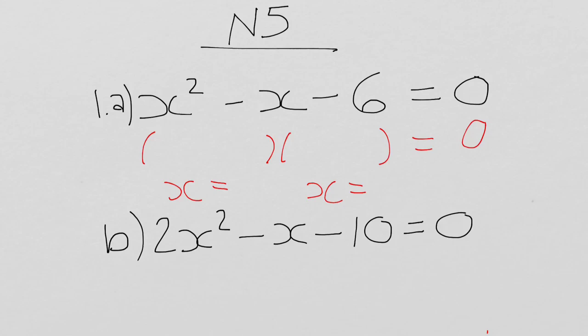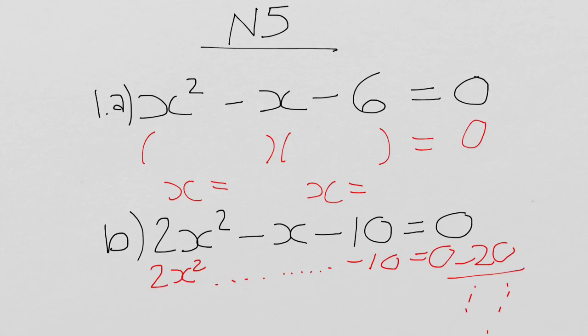On part B, again it's factorising, but with the coefficient of x squared being 2. 2 times negative 10 is negative 20. I want you to list all your factors of negative 20. You can then rewrite your initial equation, 2x squared, but instead of minus x, we're going to select the 2 factors that equal minus 1, and we're going to put them in instead. So we might have 2x squared minus something x plus something x, and then the minus 10 at the end.